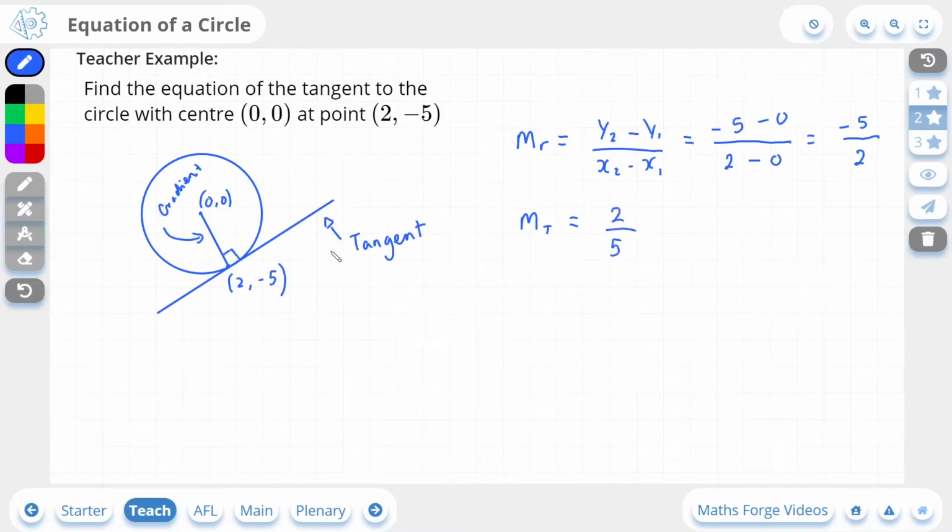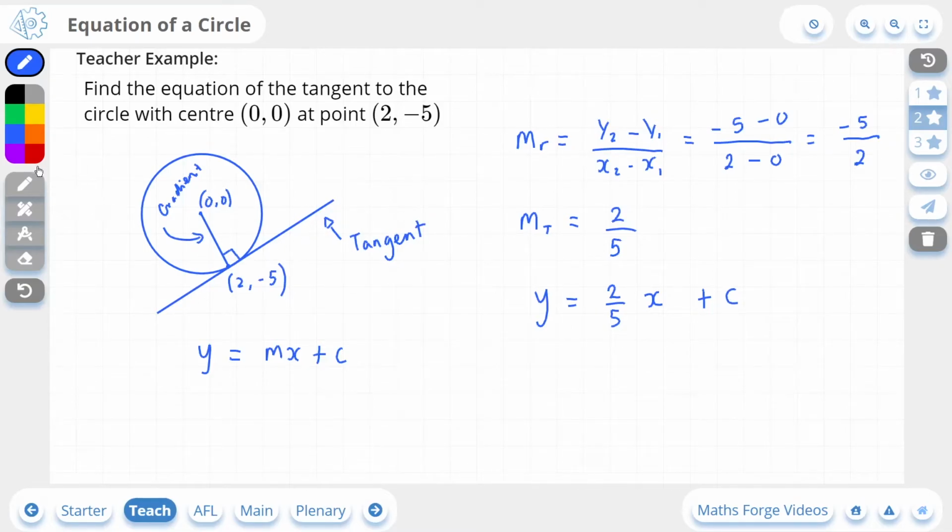Okay, so now we actually have the gradient of this tangent here. I'm going to go ahead and write a generic equation of any line, which is y equals mx plus c. And now we can replace the gradient part of this tangent with the gradient 2 over 5. So we have y is equal to 2 over 5x plus c.